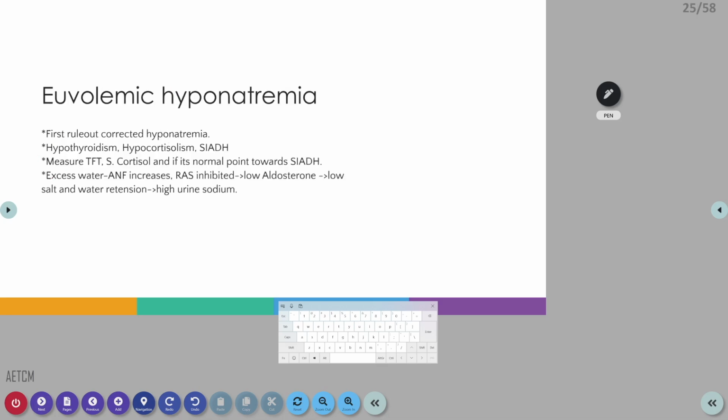And finally, we come to euvolemic hyponatremia. In euvolemic hyponatremia, you need to first rule out the correctable causes. The examples of euvolemic hyponatremia are hypothyroidism, hypocortisolism, and finally SIADH. Initially, we have to send a TFT and serum cortisol, and if both come normal, then only you have to think about SIADH. In euvolemic hyponatremia, there is excess water, and in view of this, atrial natriuretic factor is increased and RAS is inhibited. That leads to low aldosterone, which in turn leads to low salt and water retention, which results in high urine sodium.